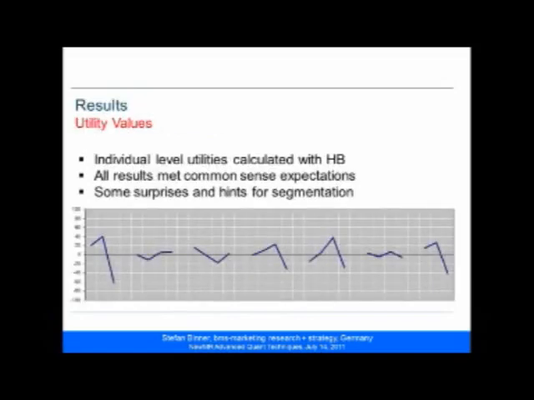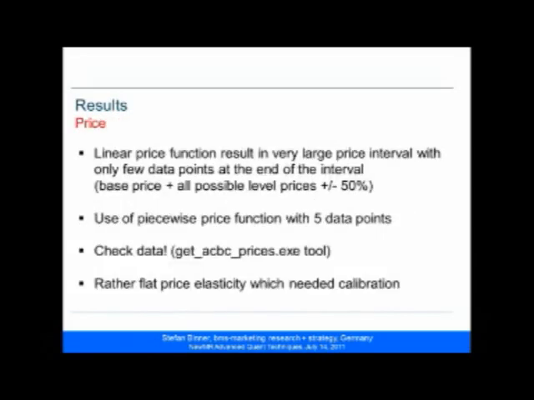So we calculated utilities. Here you see the average utilities, and all results met our common sense expectations. We had some surprises, and even with a sample size of 200, we got some good hints for future customer segmentation. With the price, it was more tricky. The price is a linear function, so we have a very large price interval with only few data points at the outside of the interval. This is because we have a base price, and all possible price levels are plus minus 50%.